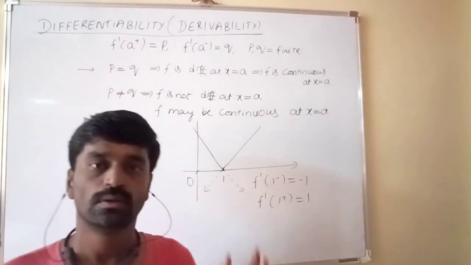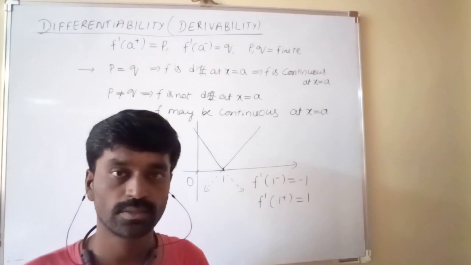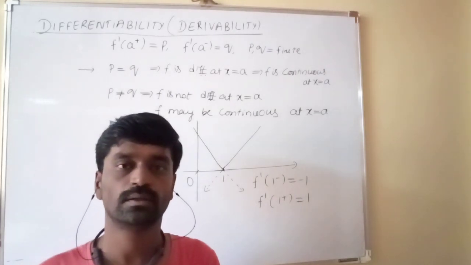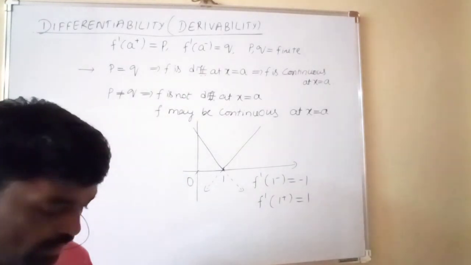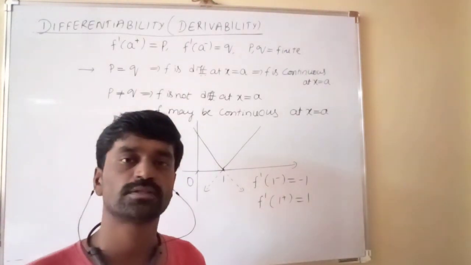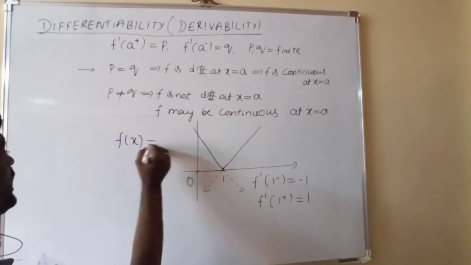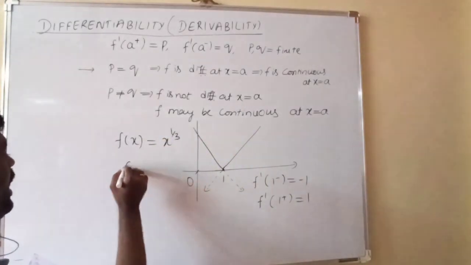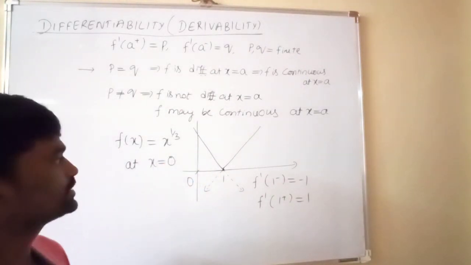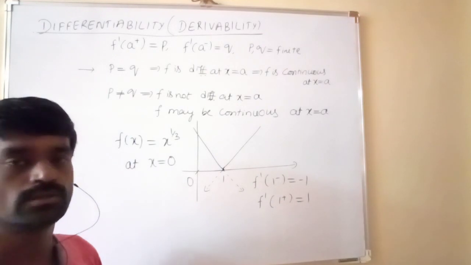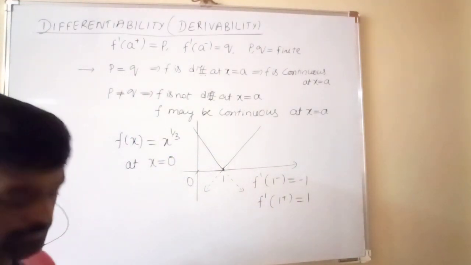So differentiability implies a unique tangent, but a unique tangent at a point need not imply that the function is differentiable at that point. Next example for that is f of x equal to x power 1 by 3 at x equal to 0. At x equal to 0, this function is not differentiable, but at x equal to 0 it has a tangent which is the y-axis.